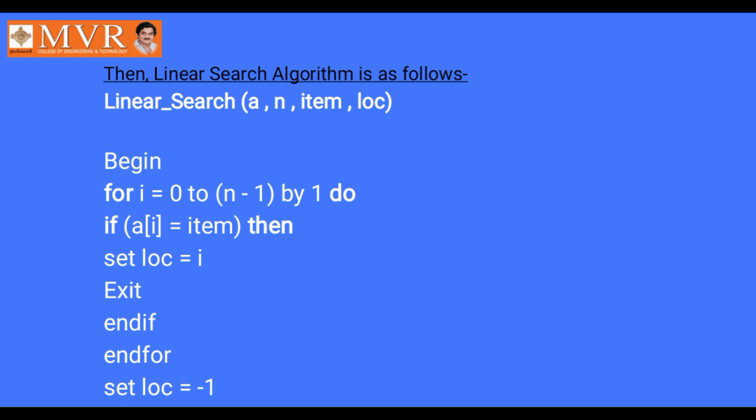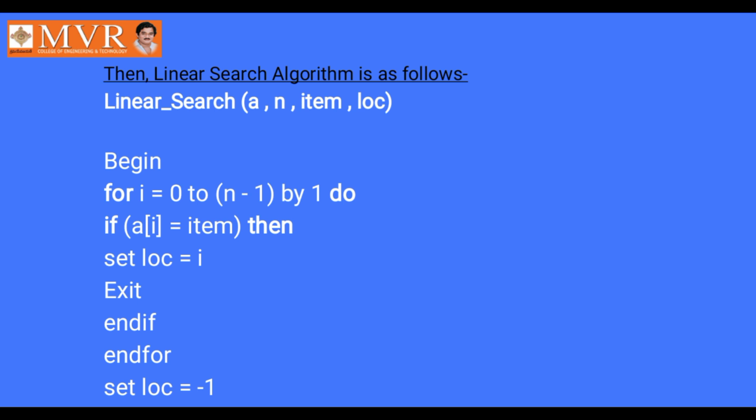Now begin. Begin means I start the searching procedure. For I equal to 0 to n minus 1, that is, from location A of 0 to n minus 1. As you all know, my array index always starts with 0 and ends with n minus 1.